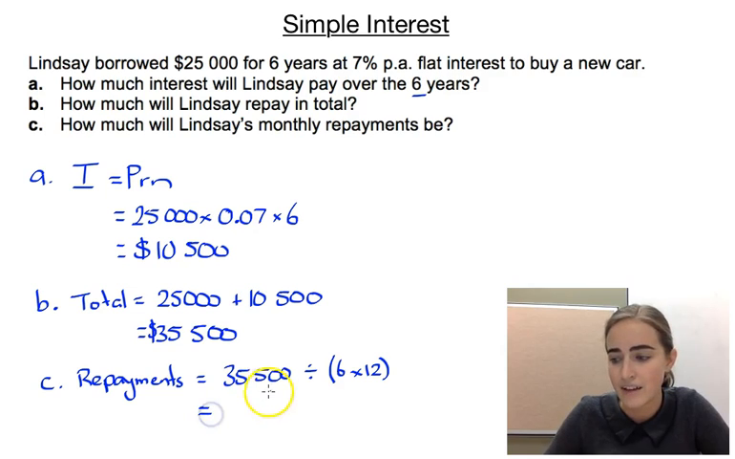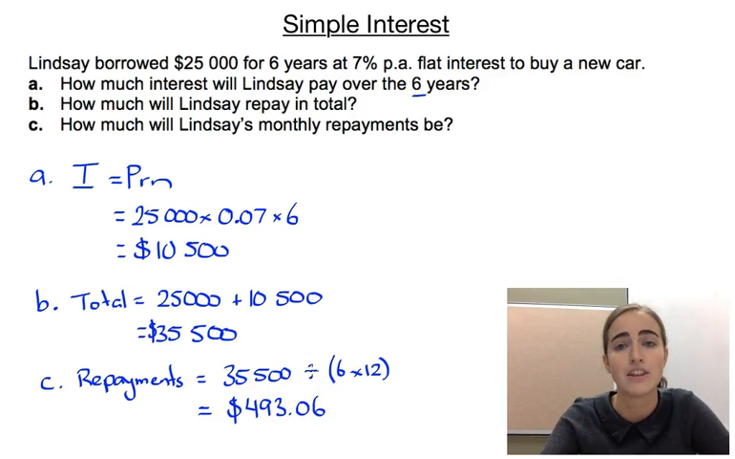And if we figure that out, if we round to the nearest 2 decimal places, because we're talking about money, we'd have $493.06. So she's paying back that much every month to pay back the loan for her new car. So that's just one example of how simple interest is used to calculate things with flat rate loans.